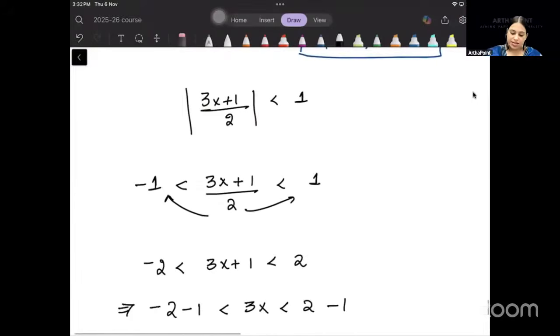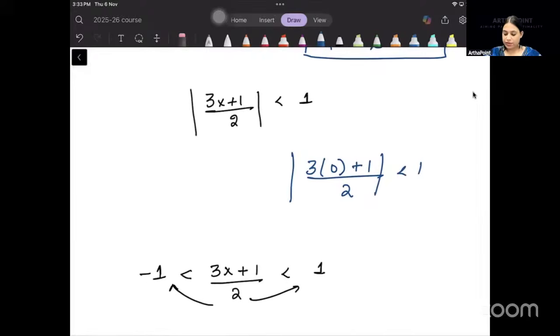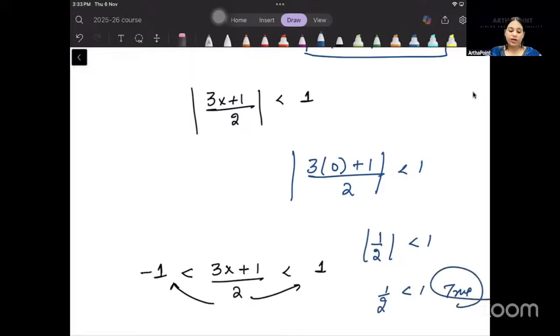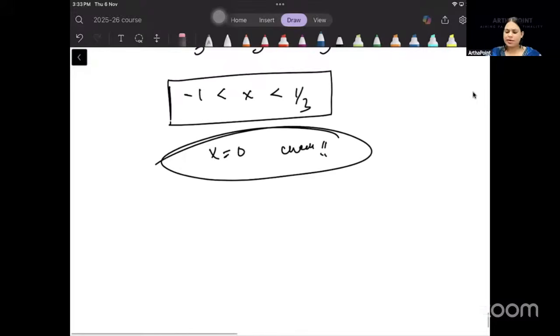So if I take x as 0, what will I get? 3 into 0 is 0. Half mod less than 1. Half less than 1, true. So the inequality indeed is getting satisfied for x equal to 0. You can try with some other value between -1 and 1 by 3. Right? So we can say that this is the right answer.